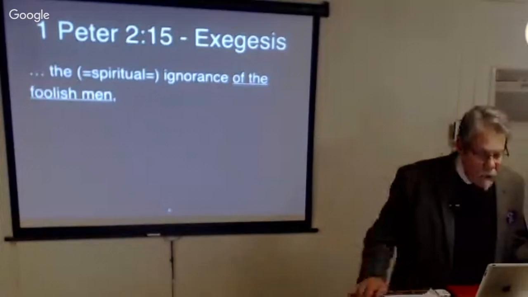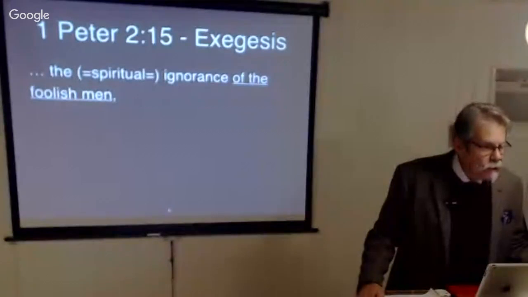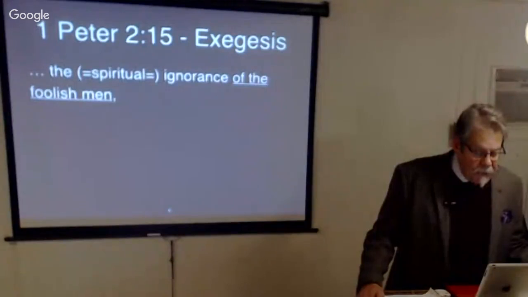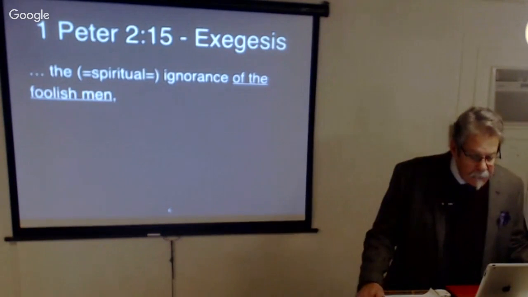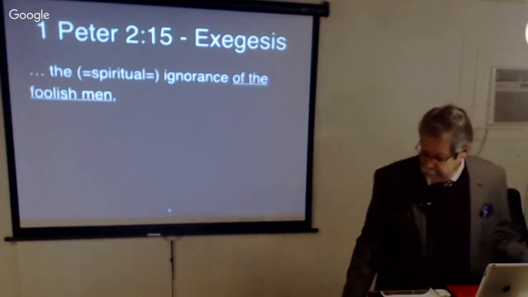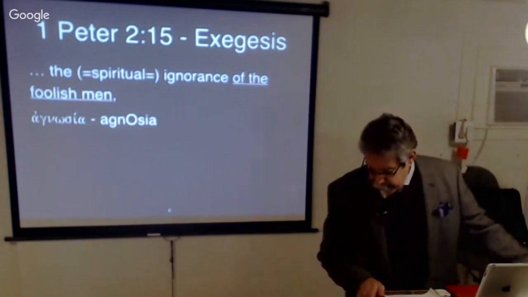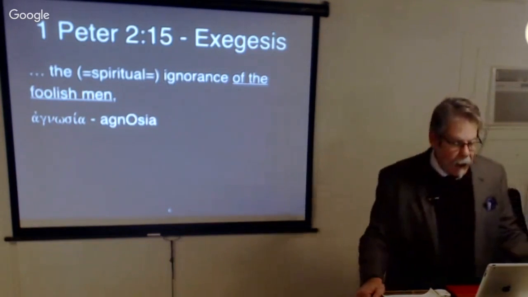So we have emphasis here because we have a genitive clause smack in the middle of an accusative construction. In other words, the genitive separates the actual accusative noun from its article. We have two articles right on top of each other, okay? So we'll get to the accusative first. We have the feminine accusative singular of the articular noun, agnosia. Sound familiar? A-G-N-O-S-I-A, agnosia.